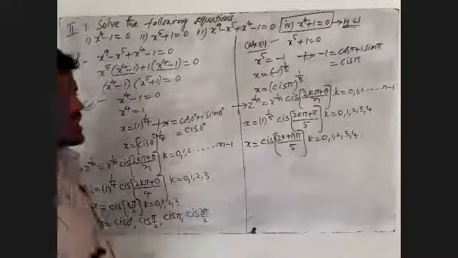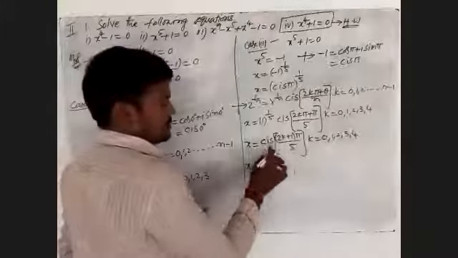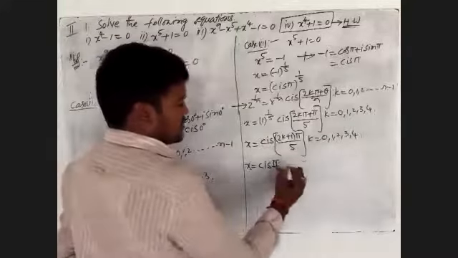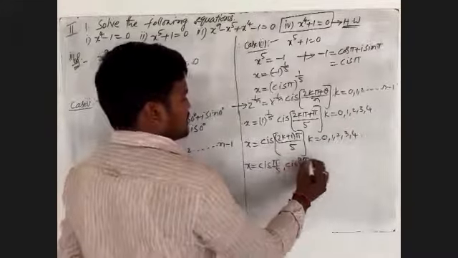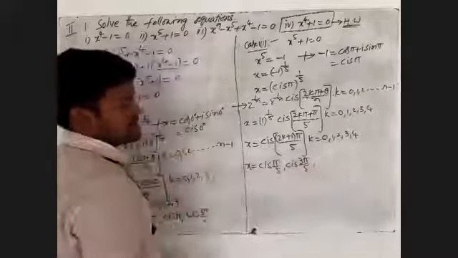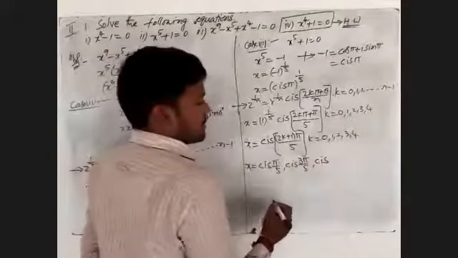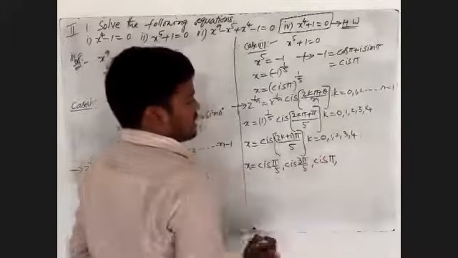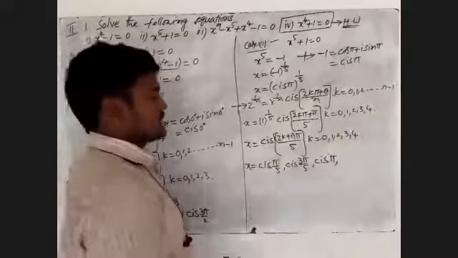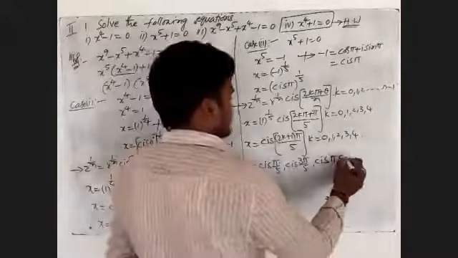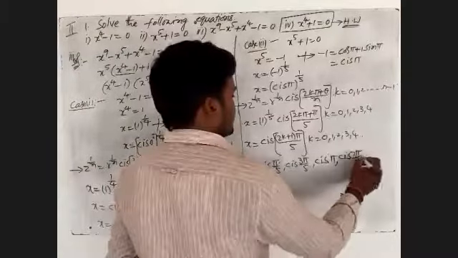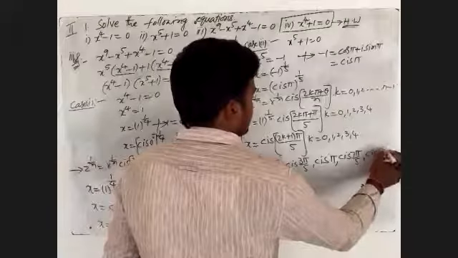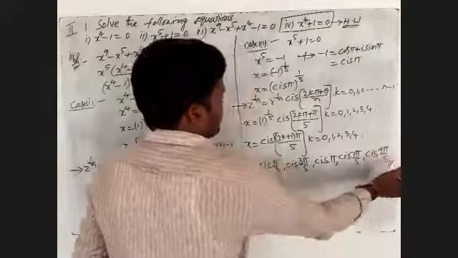First we will substitute k is equal to 0, then I will write x is equal to cis of π by 5. After that k is equal to 1, we will write cis of 3π by 5. After that we will write k is equal to 2, cis of 5π by 5 is nothing but π. After that we will take k is equal to 3, 3 twos are 6, 6 plus 1 is 7, cis of 7π by 5. Finally we will take k is equal to 4, 2 fours are 8 plus 1 is 9, so I will write cis of 9π by 5.